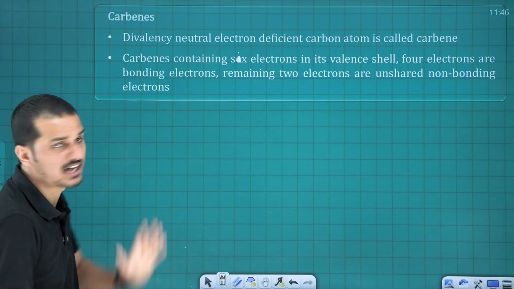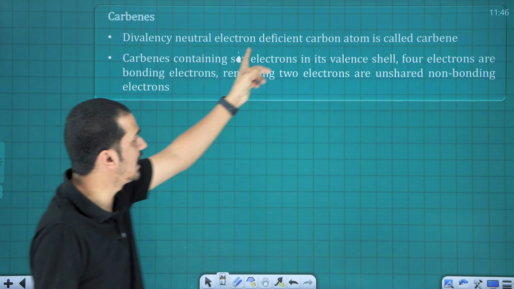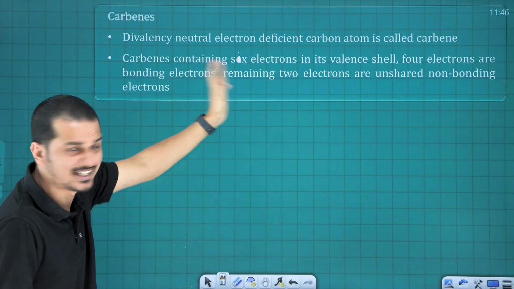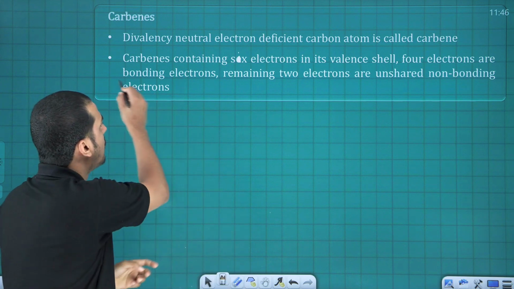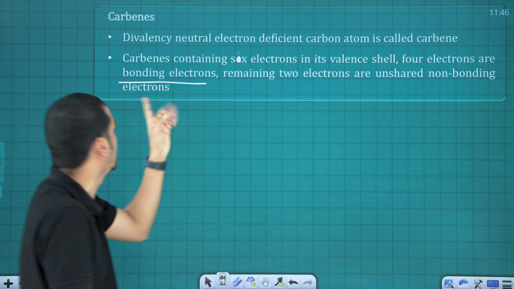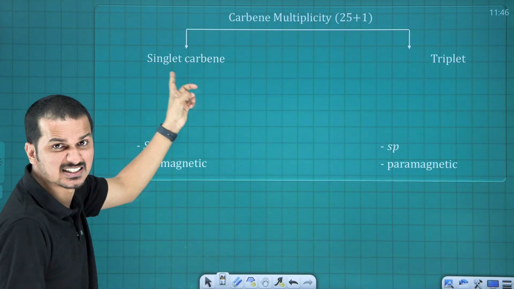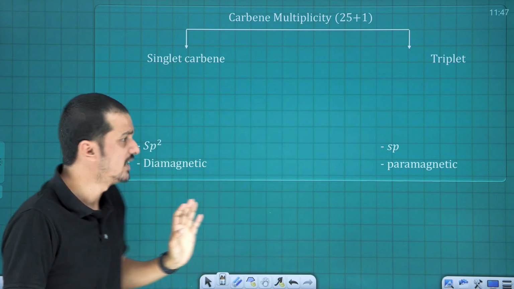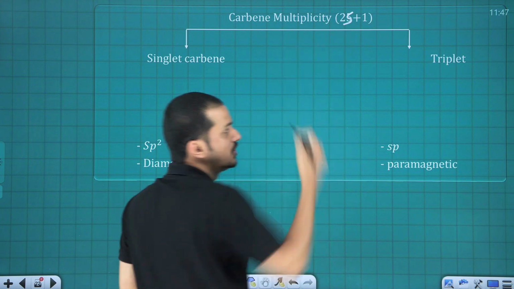Then next, carbene. Carbene is also a very important thing. A divalent, neutral, electron deficient carbon atom is called a carbene. Carbenes contain 6 electrons in the valence shell. 4 electrons are bonding electrons and the remaining 2 electrons are unshared non-bonding electrons. Carbenes may be of 2 types: the first is singlet carbene, the second is triplet carbene, because of their spin nature. Spin multiplicity we can find using 2s plus 1.